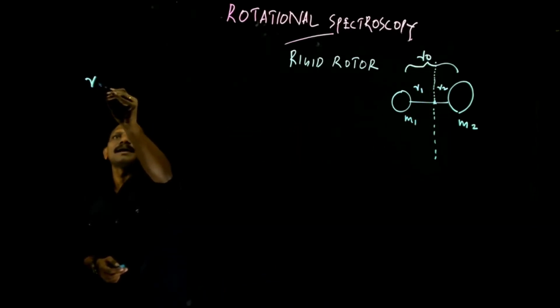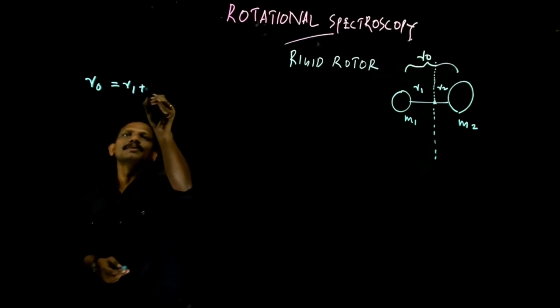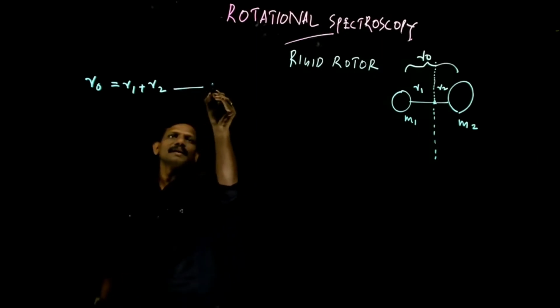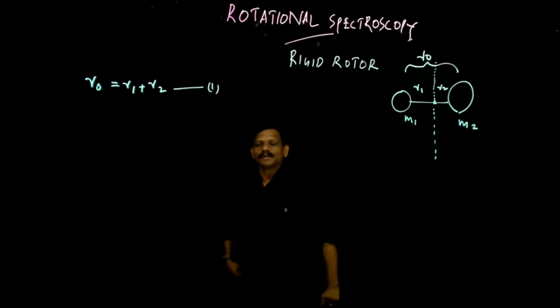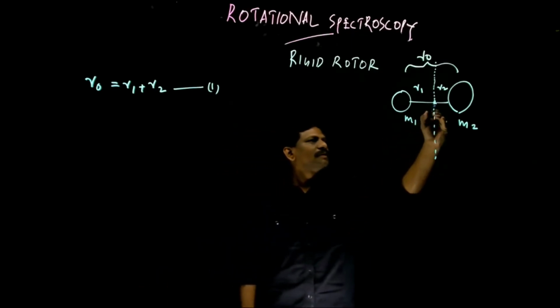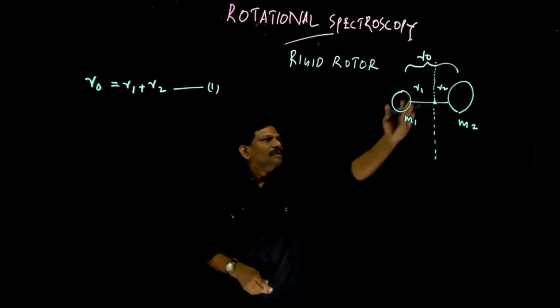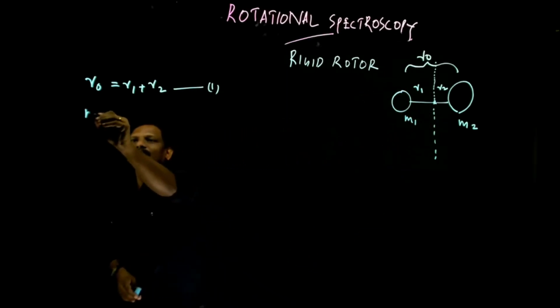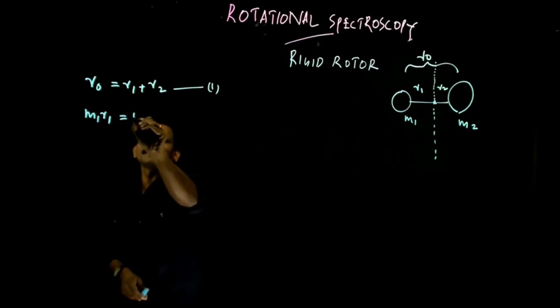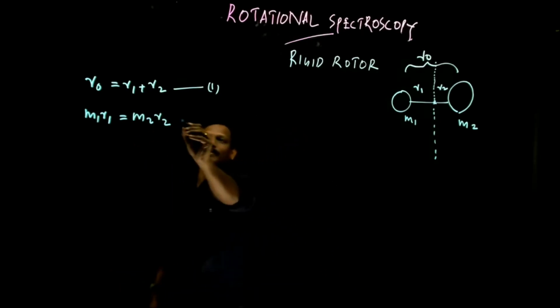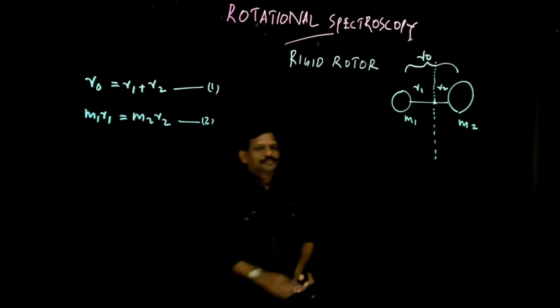R0 is equal to R1 plus R2, and let it be equation number 1. Okay, you know that this is the center of gravity. I already told you, if this is the center of gravity, you can write that M1 R1 is equal to M2 R2. So let it be equation number 2.